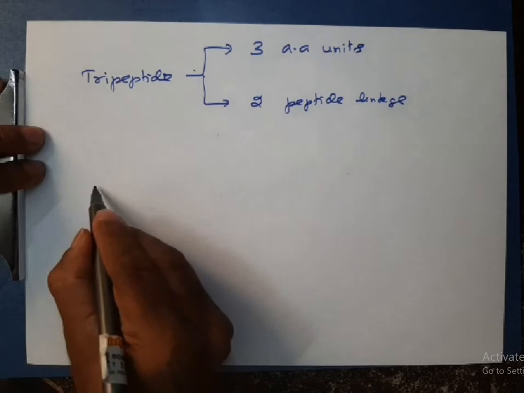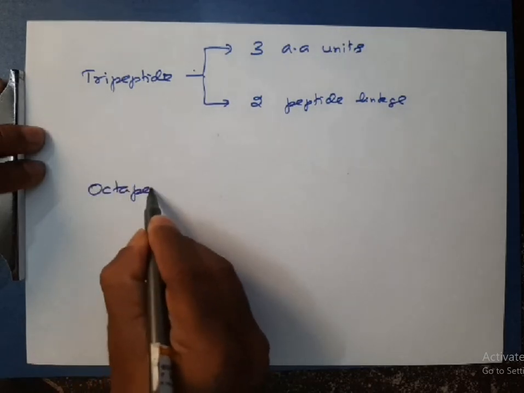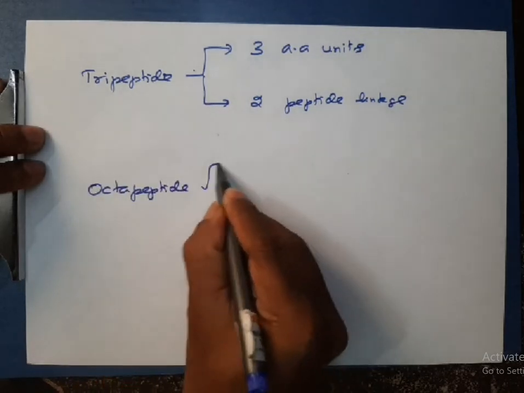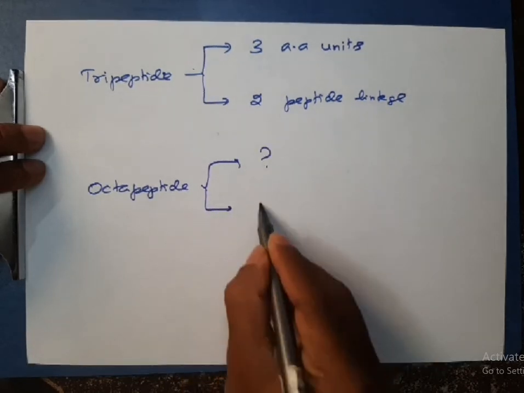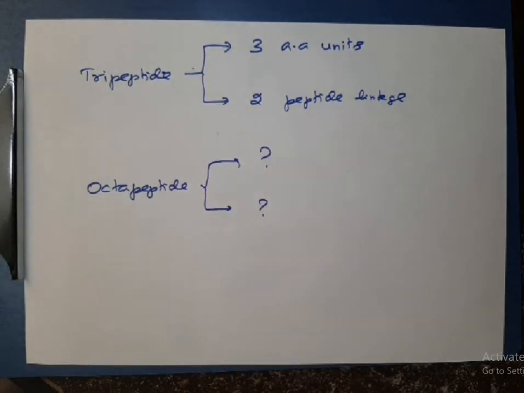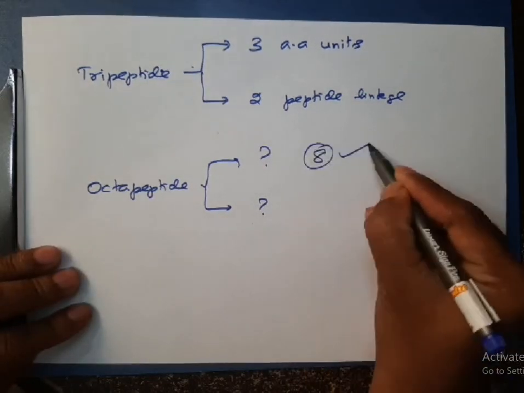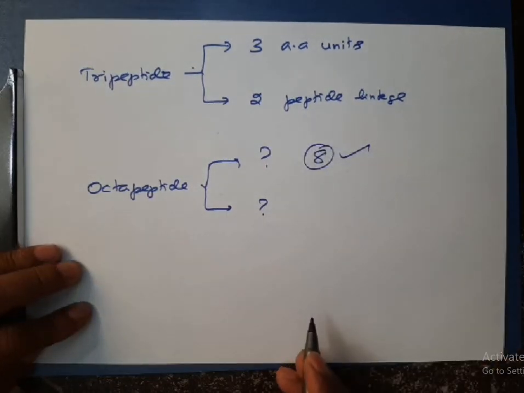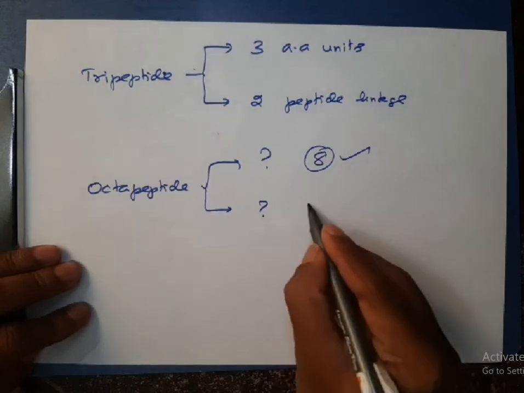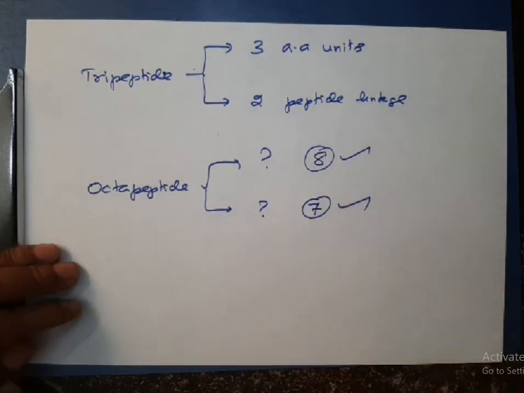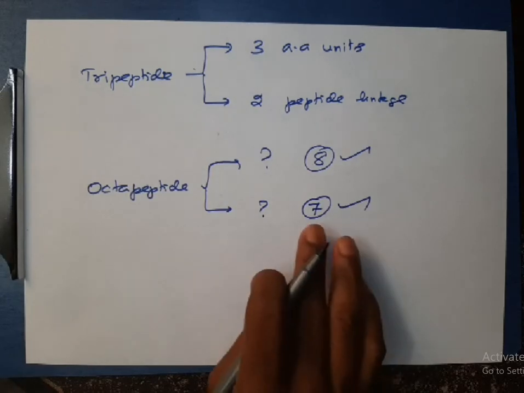Okay. Now the question is this: octapeptide. You try to tell me how many amino acids and how many linkages are there in an octapeptide. In an octapeptide, 8 amino acids. Very good. 8 amino acids. How many linkages? 7. Well done. 8 minus 1. 7 linkages should be there.